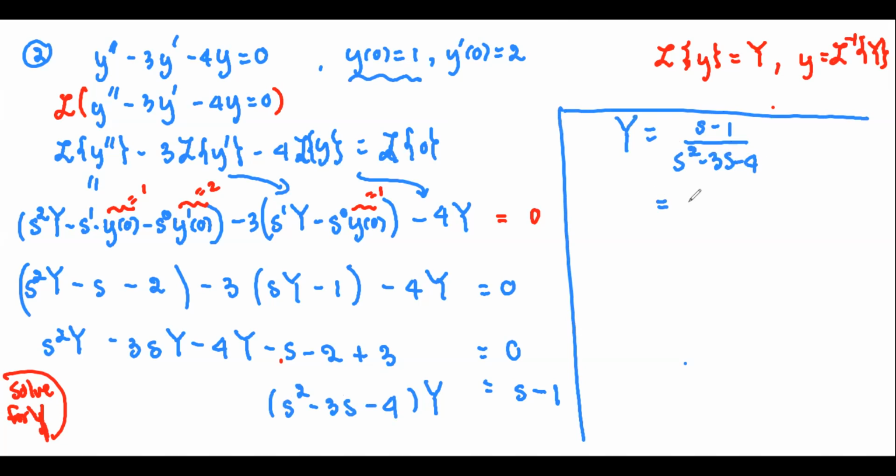And then factor the bottom. We have s minus 4, s plus 1 for the capital Y. Use the symbolab to find the partial fraction.